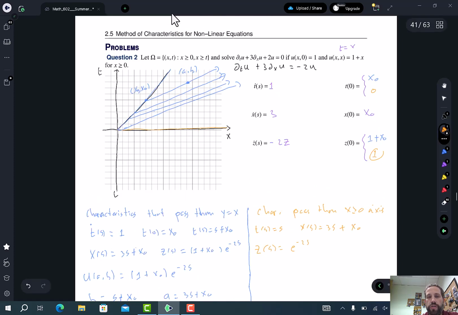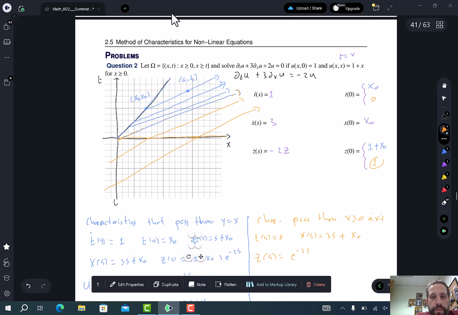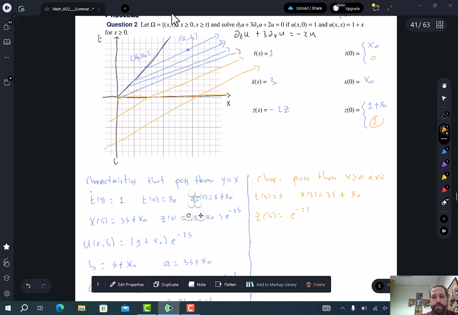Okay, so again, my characteristics are going to have slopes of 1/3. The one going through here is going to be both a blue and an orange characteristic, and we'll talk about that in just a moment. The other ones are going to go through here, and they're going to have slope of 1/3. And since we're including the bottom part, the t less than or equal to 0 part, we should also extend the characteristics that way. And all of these orange characteristics are parallel.